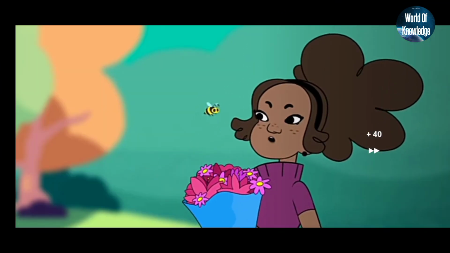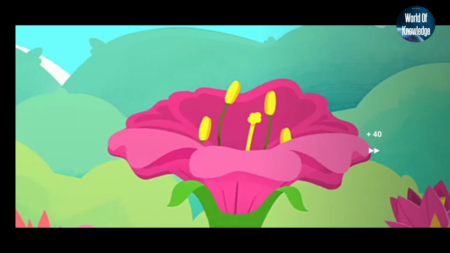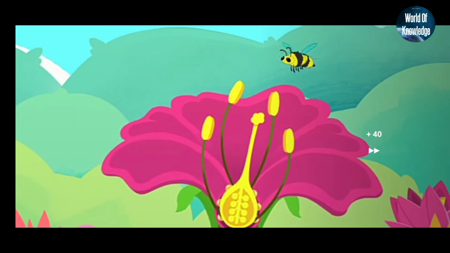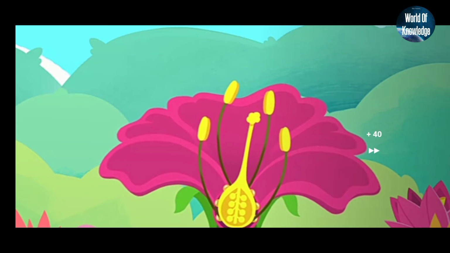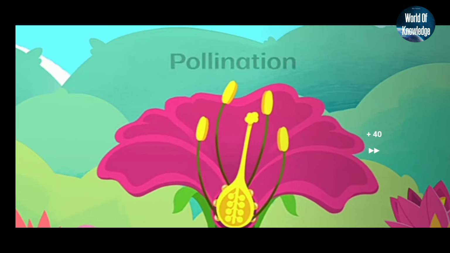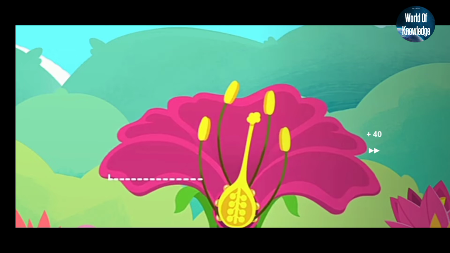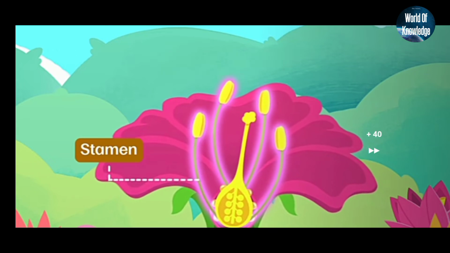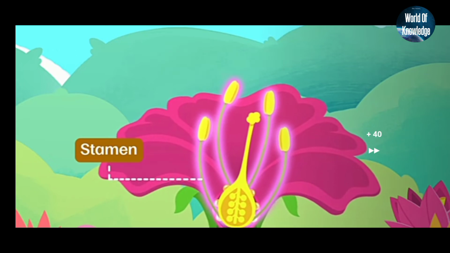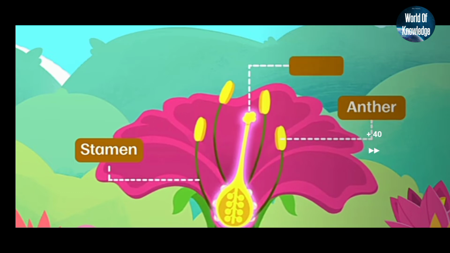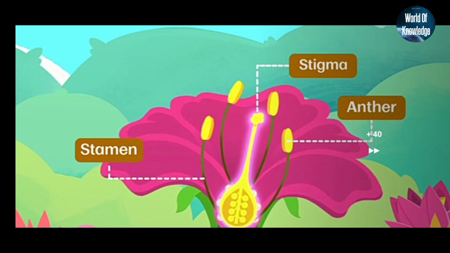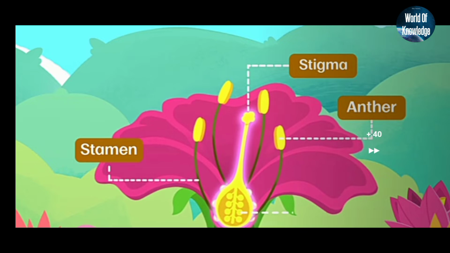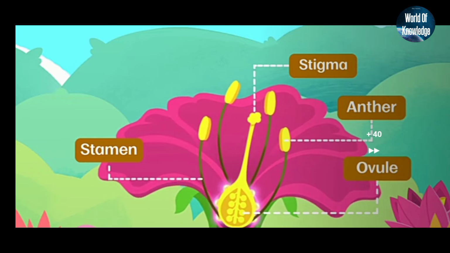Flowers are reproductive systems of plants. They contain the reproductive organs. Stamens are the male reproductive organ. Anther produce the pollen grains which contain the male gametes. Stigma collects pollen grains. Ovule produce female gametes.